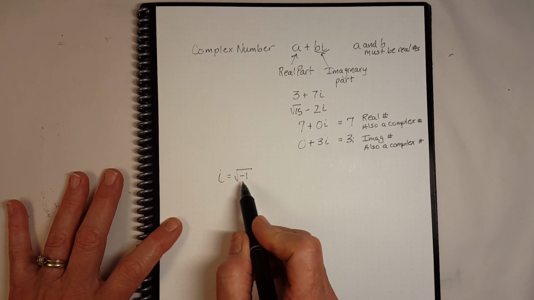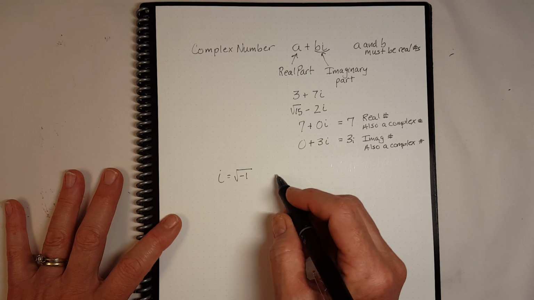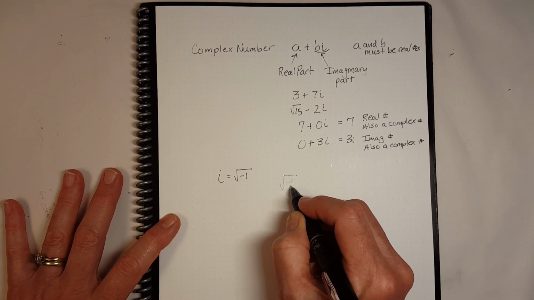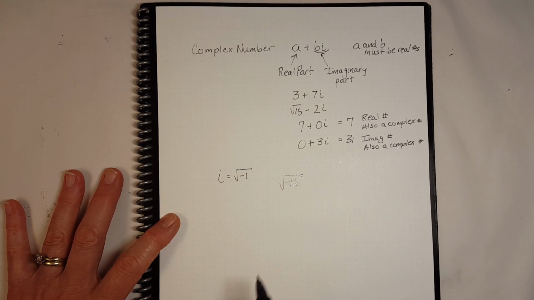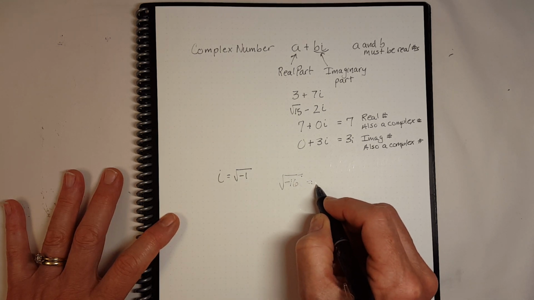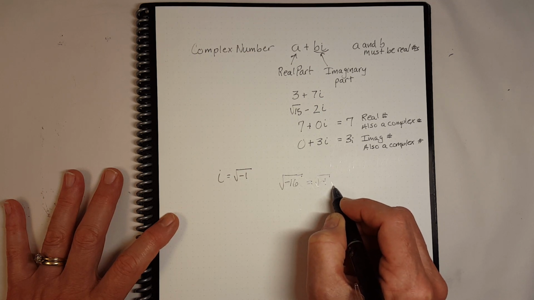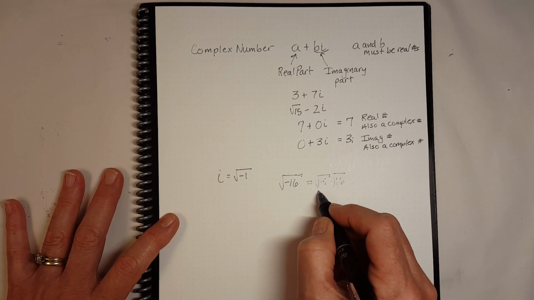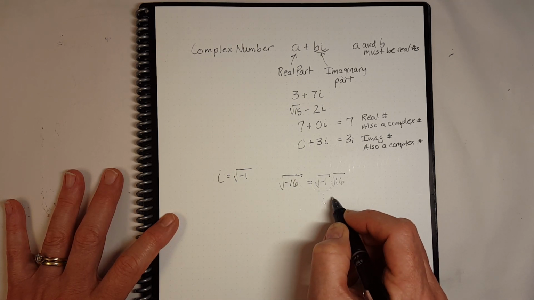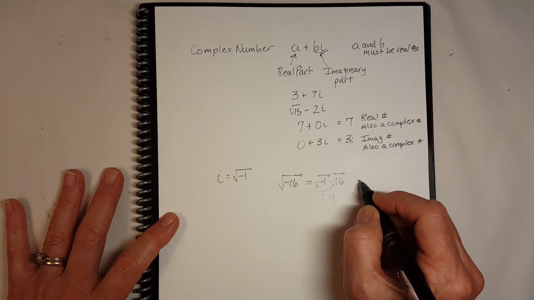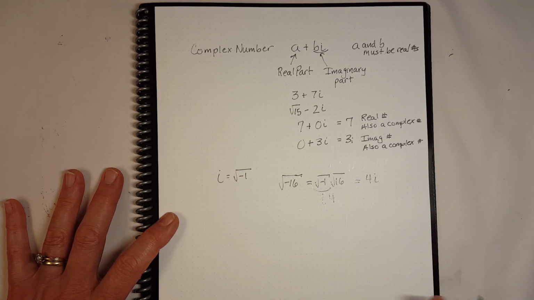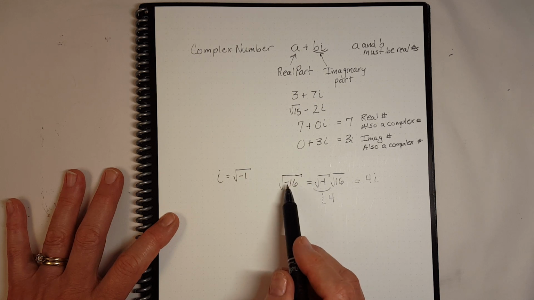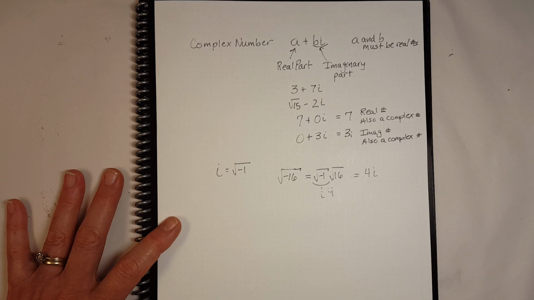If i is the square root of -1, we can rewrite things like the square root of -16. The way that we do that is anytime we have a negative under the radical, we take that out separate. So we say that that's the same as the square root of -1 times the square root of 16. The square root of -1 is i, and the square root of 16 is 4. And so the square root of -16 is 4i. So anytime you have a radical with a negative under it, you need to take the -1 part out separately.